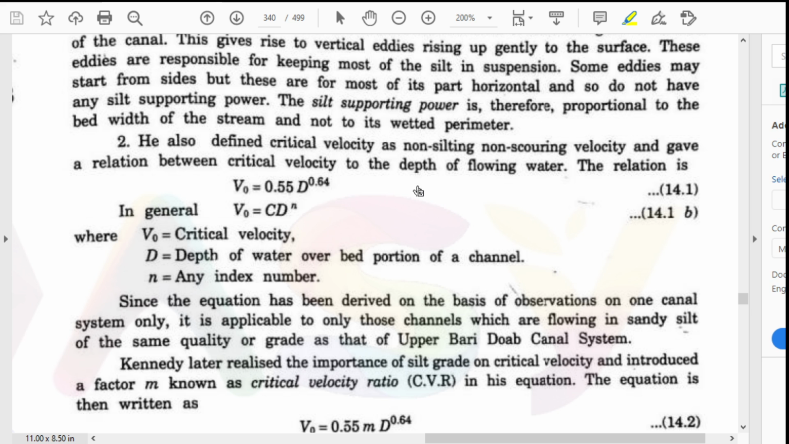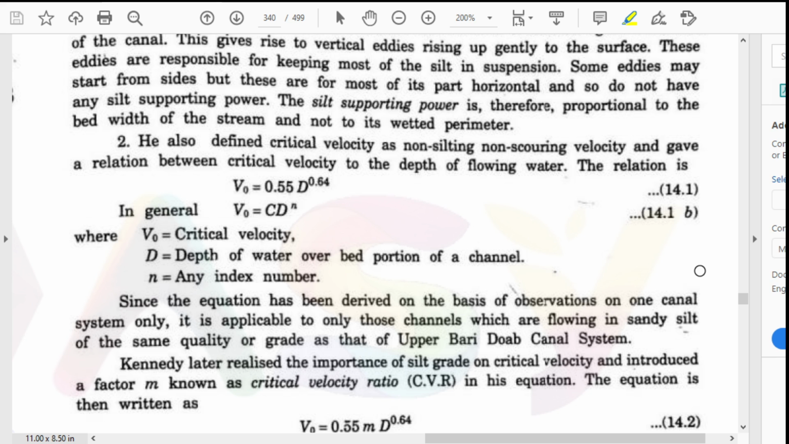Okay, critical velocity is the non-silting non-scouring velocity. For the non-silting non-scouring velocity, we have to design the whole channel. Okay, so this relation is between the critical velocity and the depth of the flowing water. V naught is obviously your critical velocity and D is your depth of water over the bed portion of the channel.